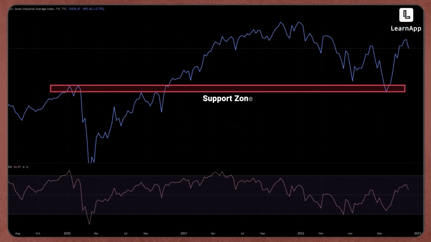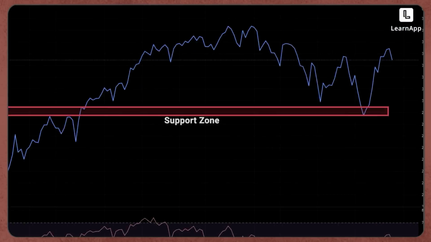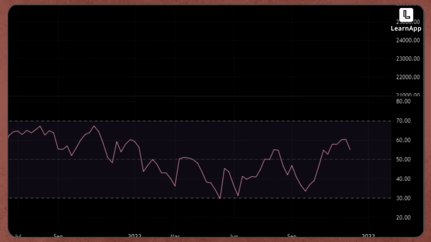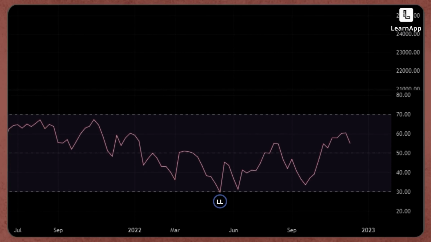This is a clear-cut support over here. All right. Where the market turned down. So over here, if you see, DJI was making lower lows. The momentum was making lower lows. Once it made a lower high over here, this is a divergence which did not work out. All right. The market made another lower low.